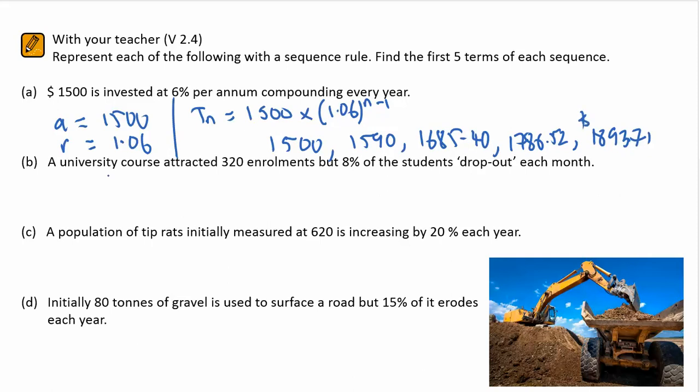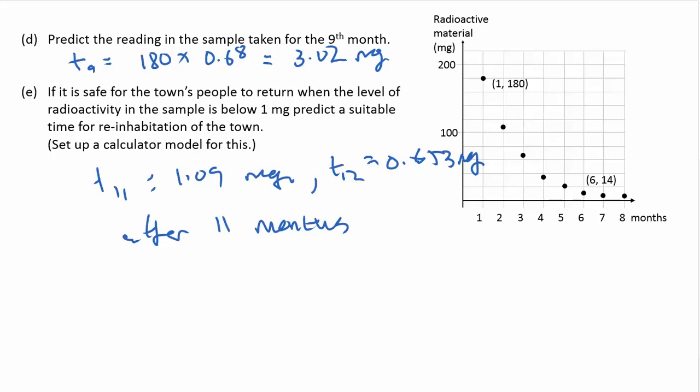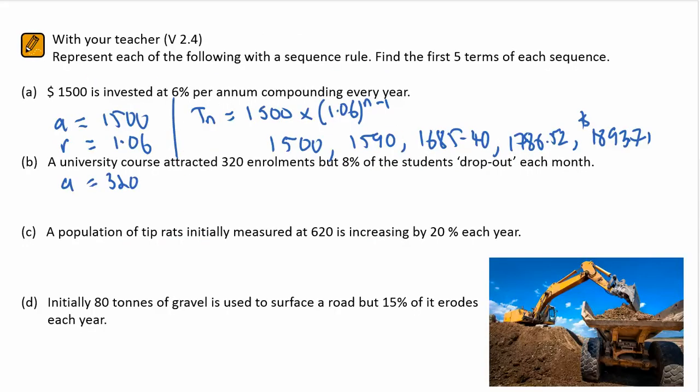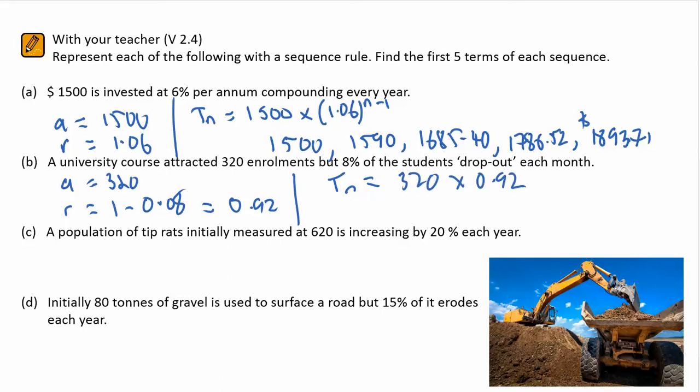Moving along, we've got a university course that starts off with 320 students. I'll just write that down. Now, we're losing students at a rate of 8%. So my R figure is going to be R is equal to 1 take 0.08, which is 0.92. That will then give me the sequence. Tn is 320 times 0.92 to the power of n minus 1.